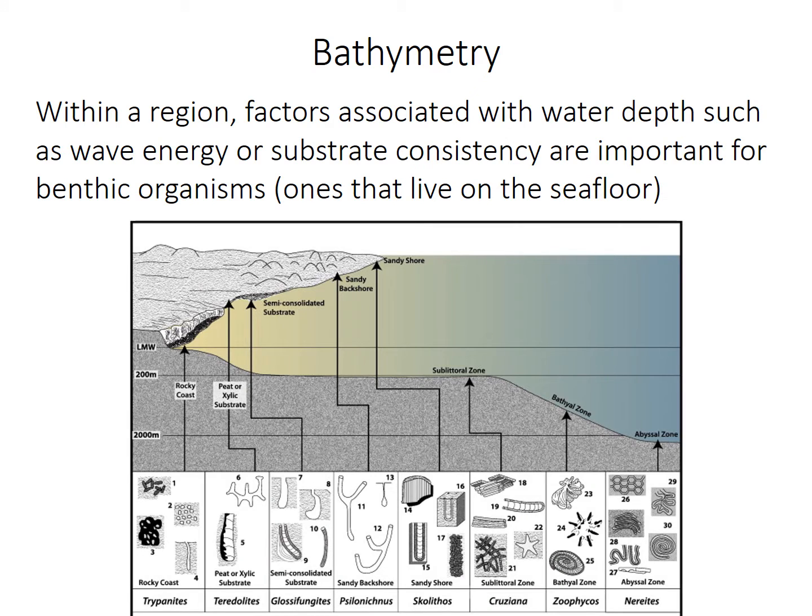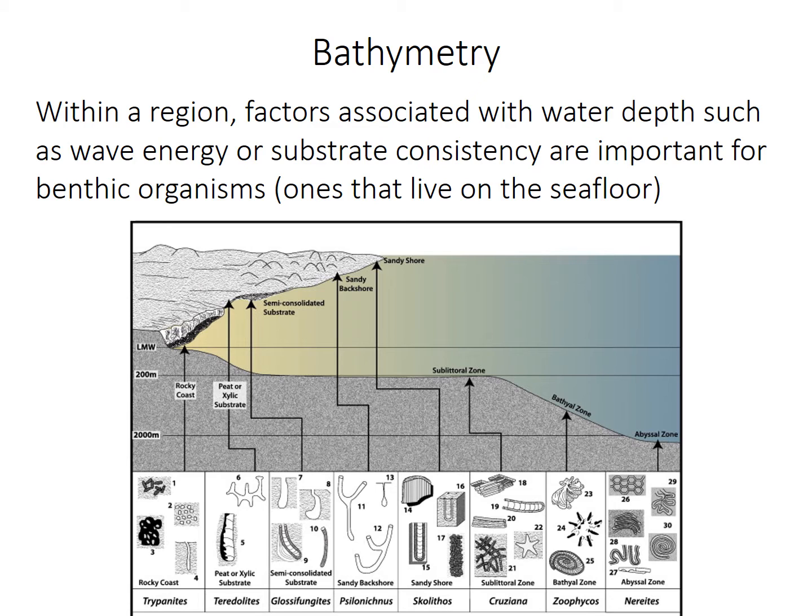At a more local scale, the depth of the water, which is also called bathymetry, routinely shows up as an important control on organism distribution, especially for those organisms that live on the seafloor. So the technical term for that is benthic. So benthic organisms live on the seafloor. So it's very important to note that the organisms don't actually care about the water depth. They don't know how much water is above them. They live on the bottom.